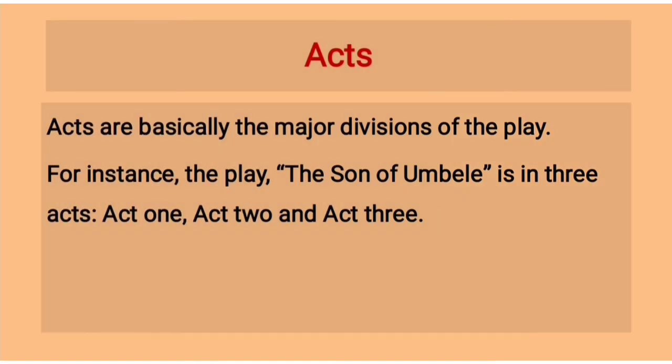Acts. Acts are basically the major divisions of the play. The Son of Umbele is in three acts: Act 1, Act 2, and Act 3. The first act introduces us to the household of Sumako and his children with their sick mother. The second act is about the love affair between Joshua and Duela. And then the third act looks at the duel between Benko and Joshua, which finally leads to Joshua shooting himself.